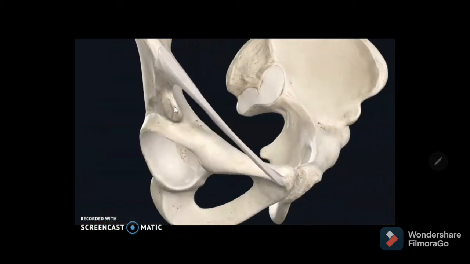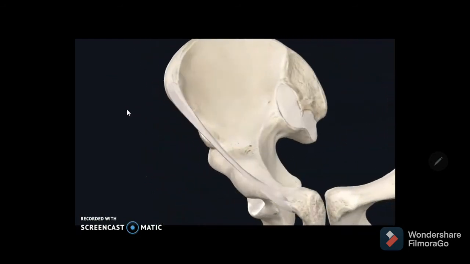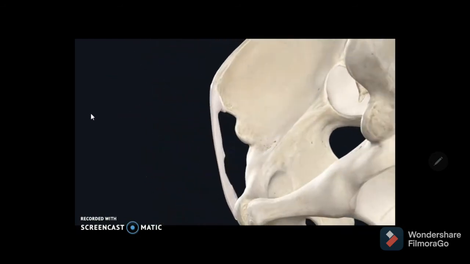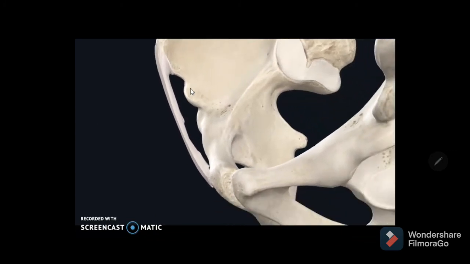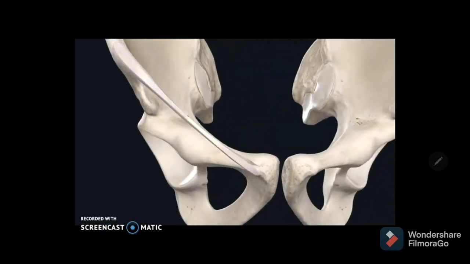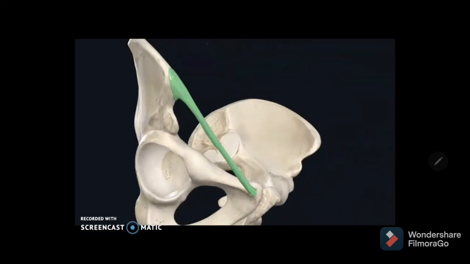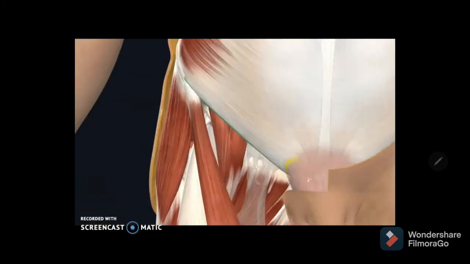And once you isolate here, this is the inguinal ligament attached medially to the pubic tubercle, laterally to the anterior superior iliac spine, forming the floor of the inguinal canal in the medial half. So you can see that is the inguinal ligament, a very important fibrous structure there.